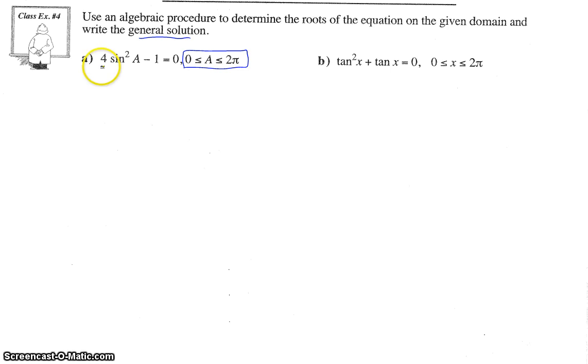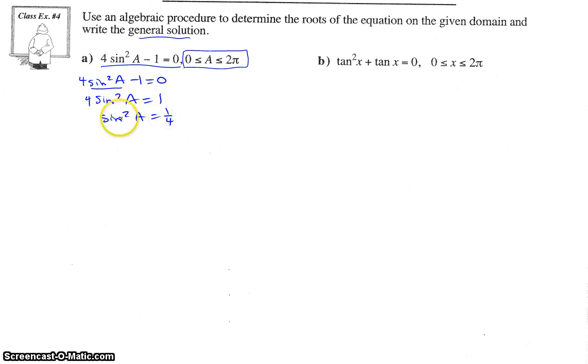Okay, so let's look at this equation. We have 4 sine squared A minus 1 equals 0. All right, so we have a sine squared. Yes, we do. It is quadratic, but that's the only term that has sine. So we could just isolate this. So we'd add 1 to the other side, and then divide by 4. Sorry, lost my 4. Divide by 4.